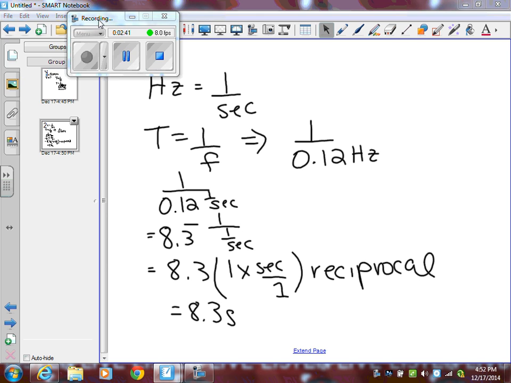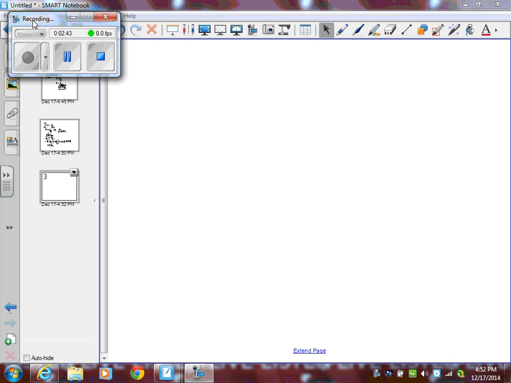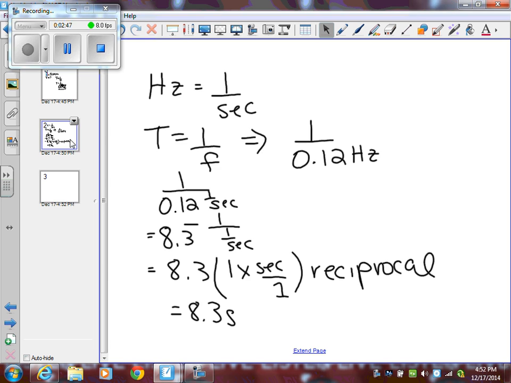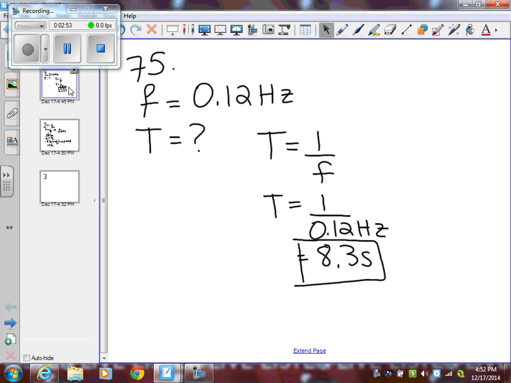Now, if that was confusing, understanding this concept here, how the units work, simply remember that for period, or capital T, your units are going to be seconds. Okay? So, we're going to look at number 76.